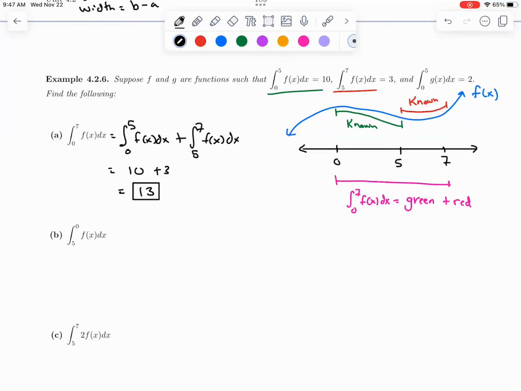This next one, the integral from 5 to 0. The bounds are all weird. So you can just flip it using that property. This is the same thing as negative the integral from 0 to 5 of f of x dx. So that's going to be negative 10.